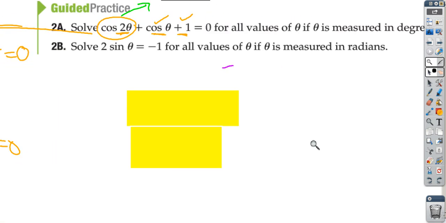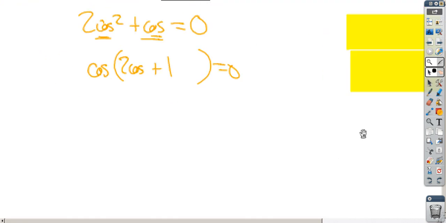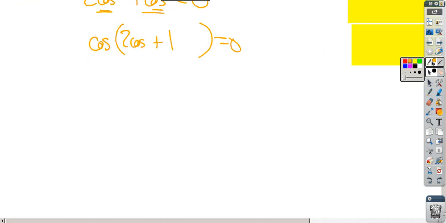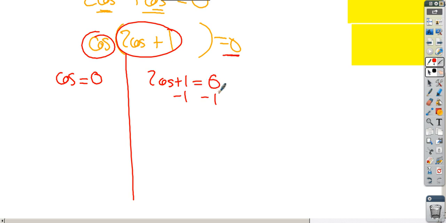And they're asking us for all values if theta is measured in degrees. So I'm going to have to do one of those plus or minus 360k to show that it's covering all values, not just the one that we find. So we'll set this thing equal to 0, and we'll also set this thing equal to 0, because it's telling us it equals 0. And then we'll subtract 1 from both sides. We get 2 cosine is equal to -1. We'll divide that by 2.